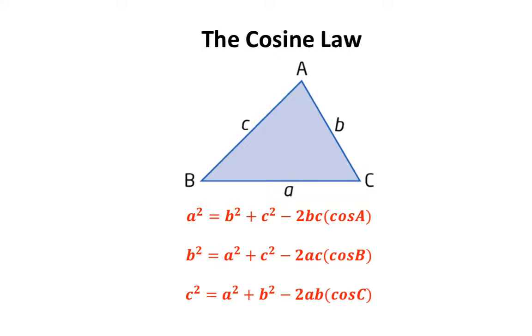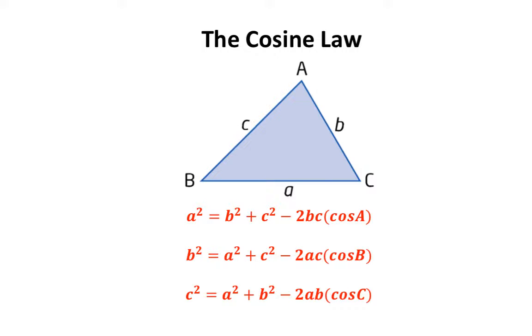There are three different forms of the cosine law depending on which side length you want to solve for. The cosine law is used to figure out side lengths and not angles. If you wanted to figure out an angle, you would be advised to use the sine law instead. The cosine law is quite intimidating when you first look at it. However, this is how I remember it.